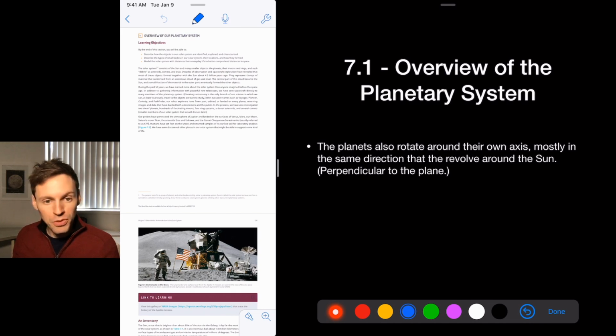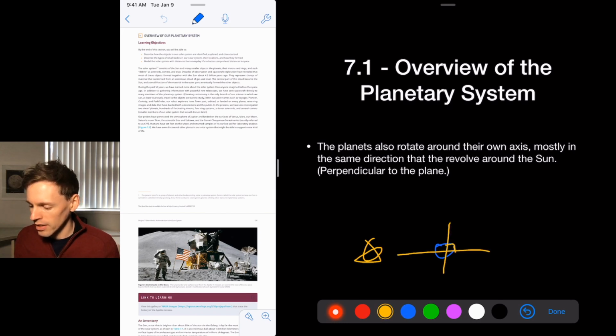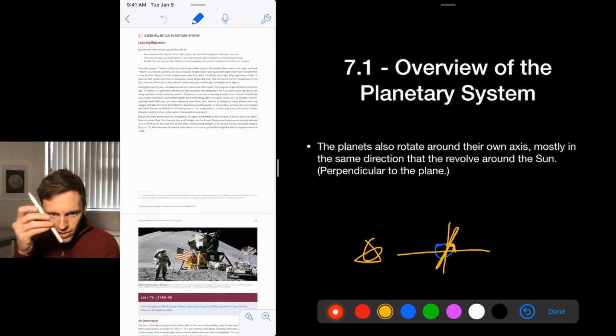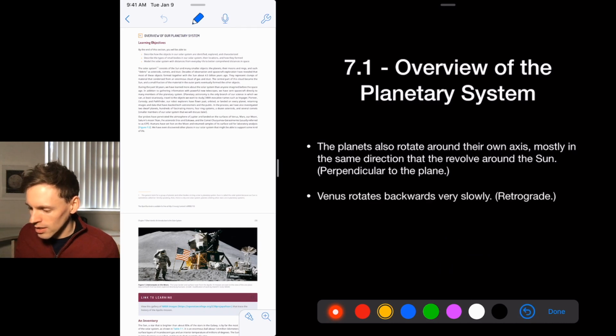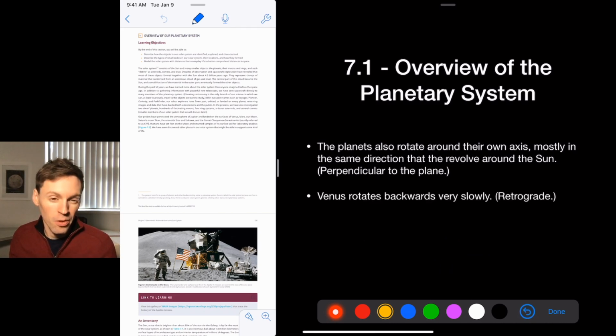So we say that if this is the sun and this is the Earth or the other planets, they mostly orbit perpendicular, which means a 90-degree angle. And again, in the case of the Earth, it's 23 degrees, so a little bit less than perpendicular, but still kind of like that. This is a key detail to get because the other planets are a little bit weird.